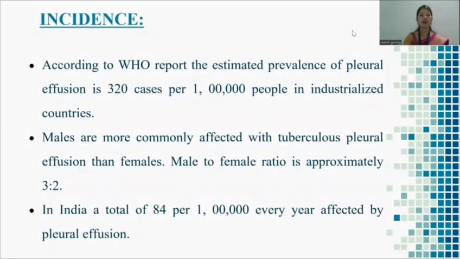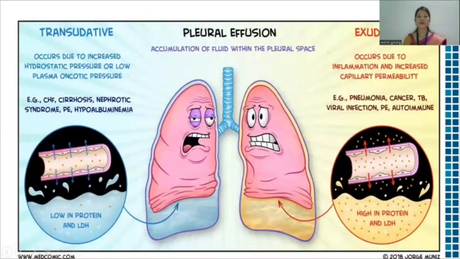Next, coming to the incidence of pleural effusion. According to the WHO report, the estimated prevalence of pleural effusion is 320 cases per 1 lakh people in industrialized countries. Males are more commonly affected than females, with a ratio of 3:2, and in India, 84 per 1 lakh people are affected by pleural effusion every year.